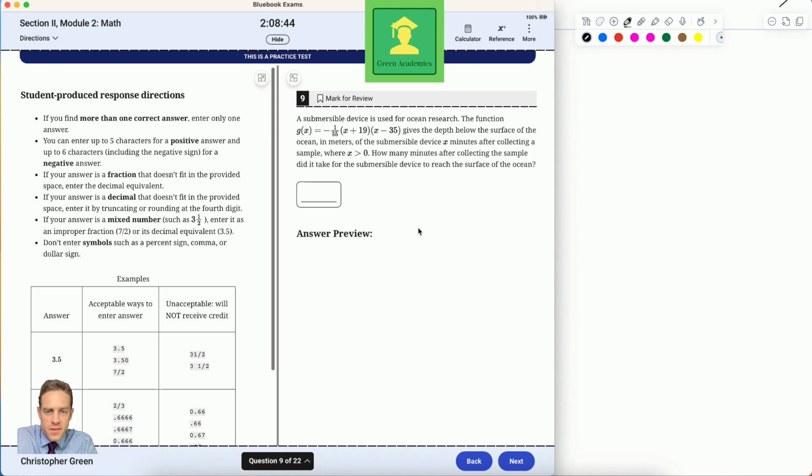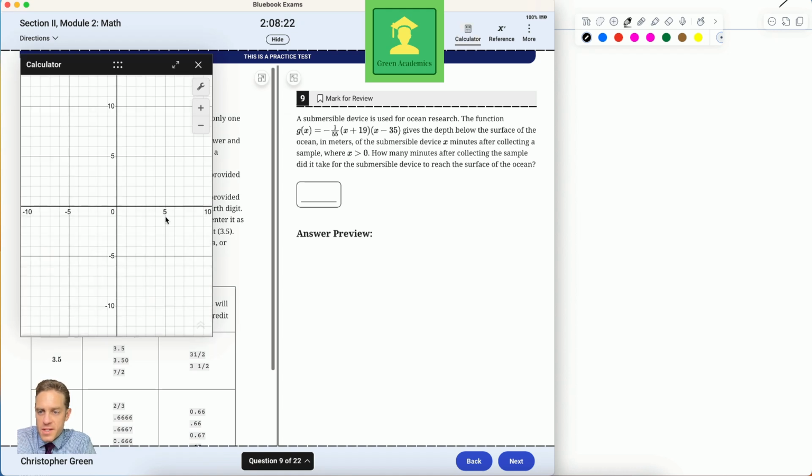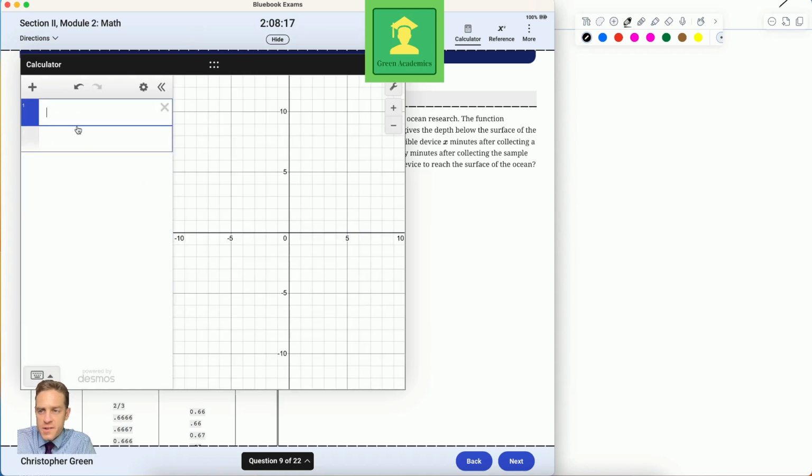A submersible device is used for ocean research. The function that gives the depth below the surface of the ocean in meters of the submersible device x minutes after collecting a sample where x is greater than 0. How many minutes after collecting the sample did it take for the submersible device to reach the surface of the ocean? This is actually simpler than you think it is. And I could just say the answer, but let's do it the long graphical way first, because even if you didn't really know how to manipulate it on Desmos, you could just type it in point blank the way it's written.